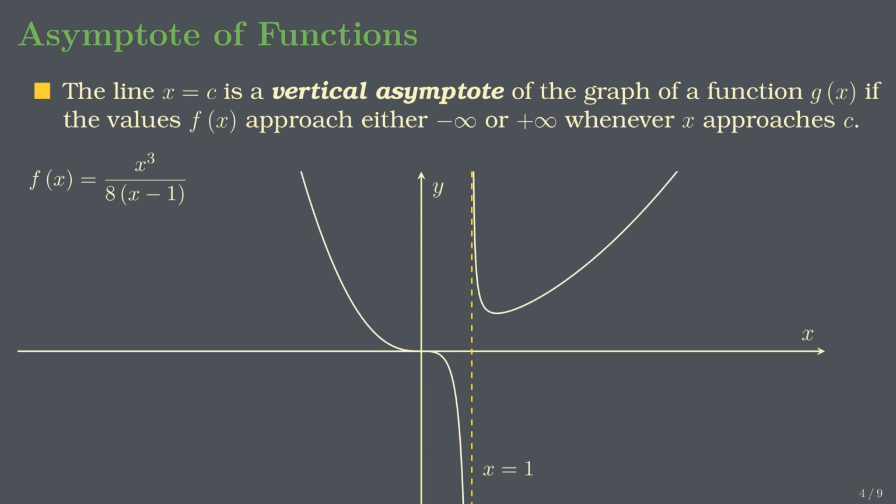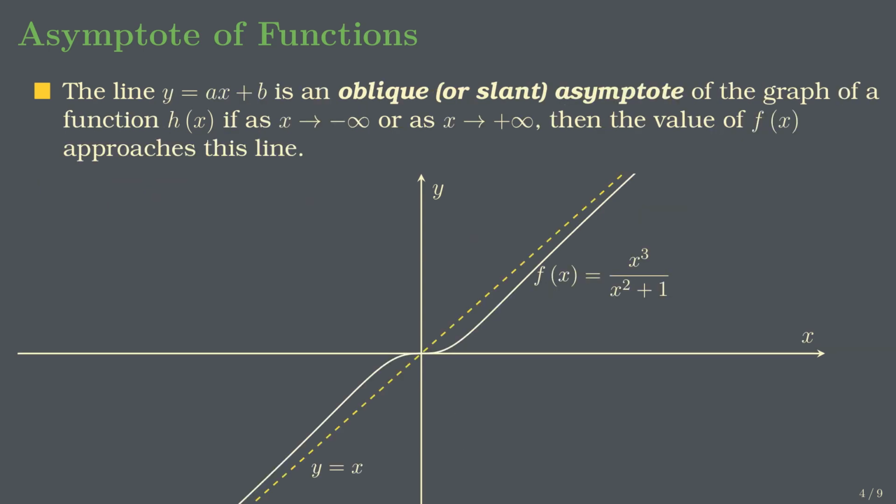minus infinity. Whereas if x approaches 1 from the right, meaning that x minus 1 is always positive, then as x gets close to 1, the factor x minus 1 gets closer and closer to 0, but always stays positive. So for that reason, f(x) will get closer and closer to plus infinity.